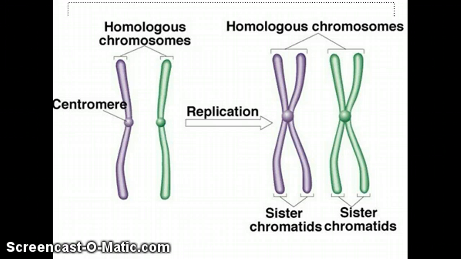In meiosis, the process will be slightly different. Replication will still occur. A single chromosome will undergo replication, and two chromatids will be attached at a centromere. But in meiosis, we will have four products, four separate cells resulting, and each cell will have one single chromatid present.